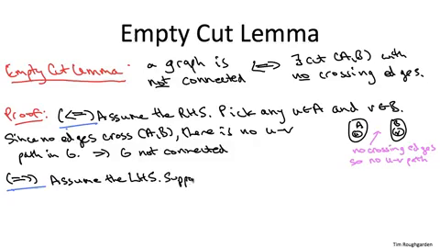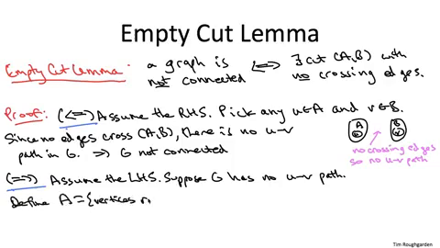By the assumption that the graph is not connected, there has to exist a pair of vertices U and V that have no path between them. We are now responsible for exhibiting some cut A,B such that no edges of the graph G cross it. So where are we going to get these sets capital A and capital B from? Well, here's the trick, which is going to make the proof go really nicely.